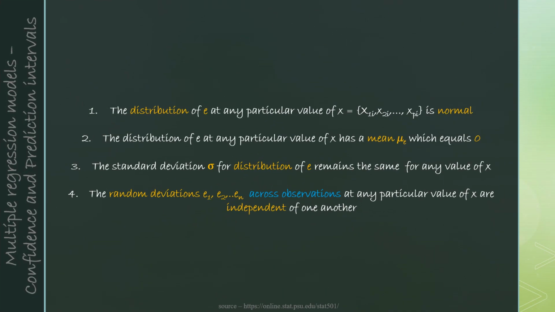We already discussed these requirements as part of simple linear regression models, and the same applies here. The distribution of error E at any particular value of x is normal. The distribution of E at any particular value of x has a mean mu e which equals 0. The standard deviation sigma for the distribution of error E remains the same for any value of x. The random deviations E1, E2, etc., En across observations at any particular value of x are independent of one another.